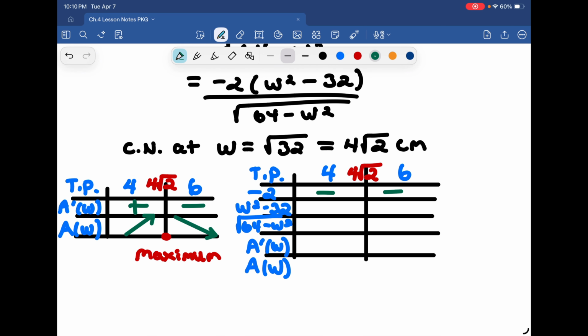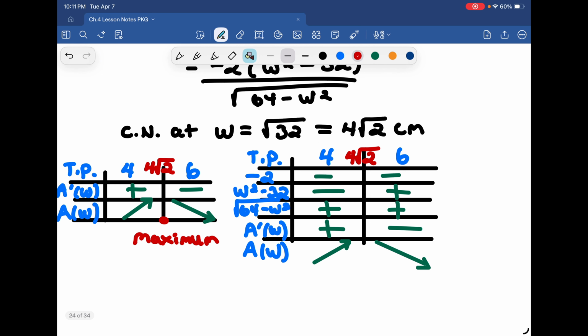Negative and negative, because negative 2 will stay negative. W squared, 4 squared, which is 16 minus 32, that's negative. 6 squared is 36 minus 32 is positive. And then if I do 64 minus 16, this is positive. 64 minus 36 is also positive. So on this interval, I'm going to get a positive to negative, meaning it's going to be increasing to decreasing, and we also get the maximum.